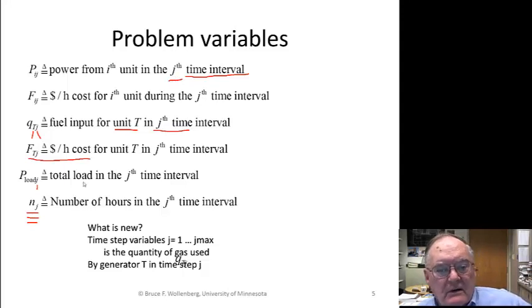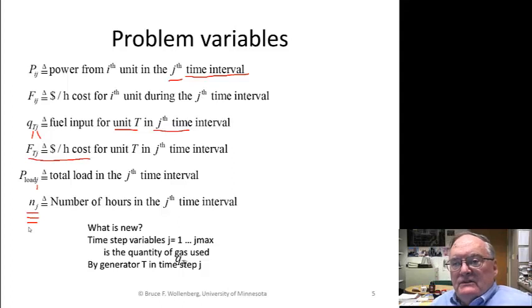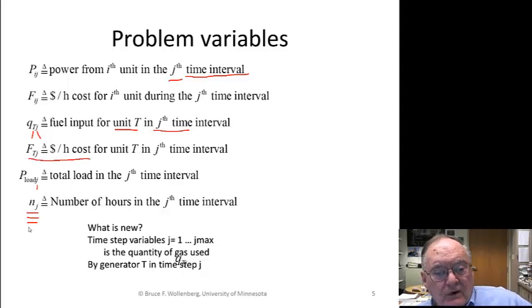So we use j here, and if n were 4 hours per time interval, and I had 6 of those, well then there's 24 hours, but I only have 6 time periods to worry about, six periods of 4 hours each. And that's a very common way to solve these problems. It makes it so you can solve the problem in a reasonable time and get reasonably close to the answer that you need. So the time step goes j equals 1 to j max.